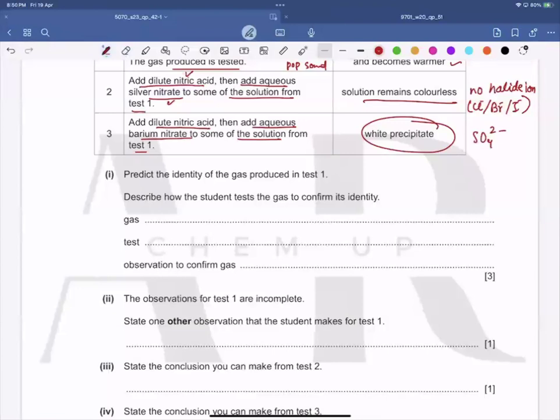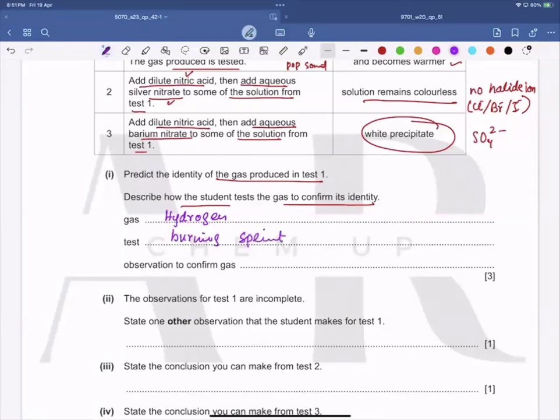Okay. Now let's move to the questions. Predict the identity of the gas produced in test one. Describe how the student tests the gas to confirm its identity. Yes, we already knew because we did our homework. It's hydrogen gas. And if you recall the test, we already discussed it: a burning splint, and a pop sound would be heard. Is this clear?